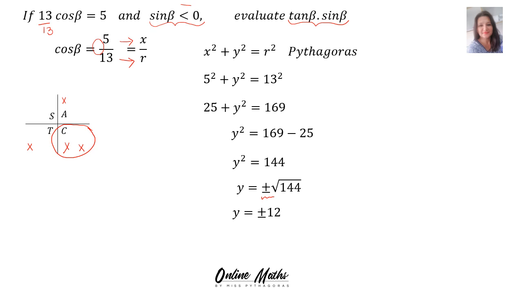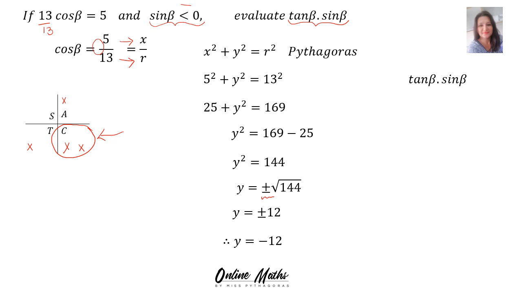Which one to choose? This is why we needed the quadrant, and it's the fourth quadrant, and in the fourth quadrant y is negative. Therefore, we choose y is negative 12. Now we have values for x, y, and r, and we can go to the sum.